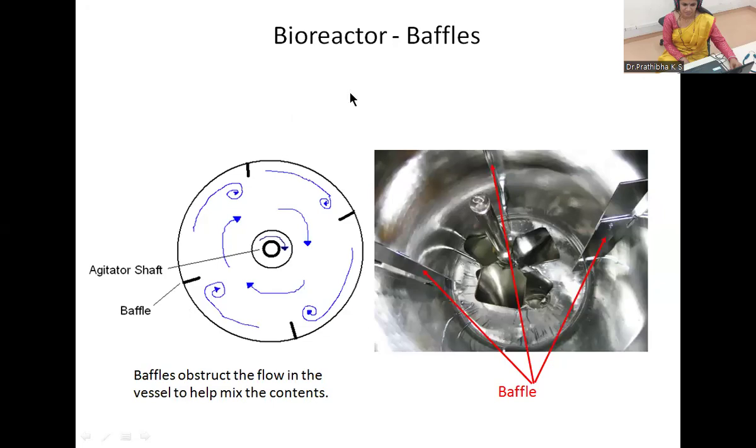Next, let us understand about the bioreactor baffles. This is the baffles, a vertical projection to the inner side of the fermenter vessel.